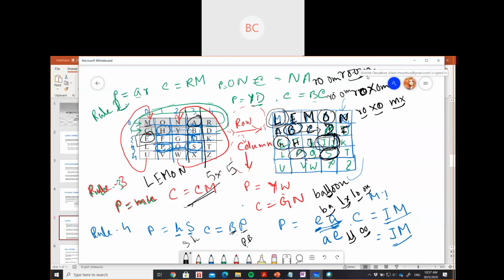Are you getting the process? How the Playfair cipher works? Is it clear to everyone?